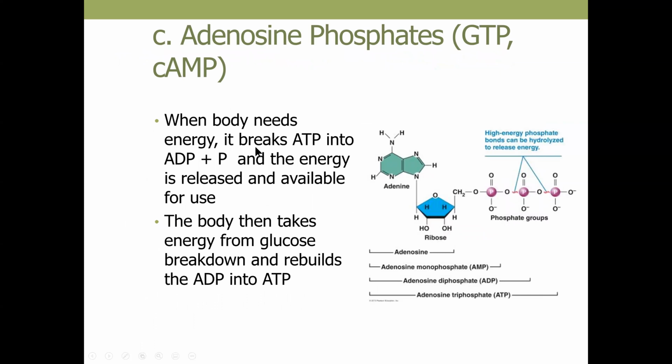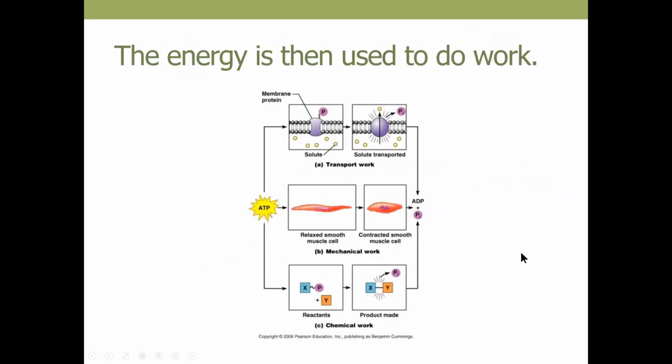When the body needs energy, it breaks ATP into ADP plus phosphate, and the energy is released and available for use. The body then takes energy from glucose breakdown and rebuilds ADP into ATP. So we store the energy from glucose into ATP, and then we convert it back into ADP when we break down more glucose. And so that's how that goes.